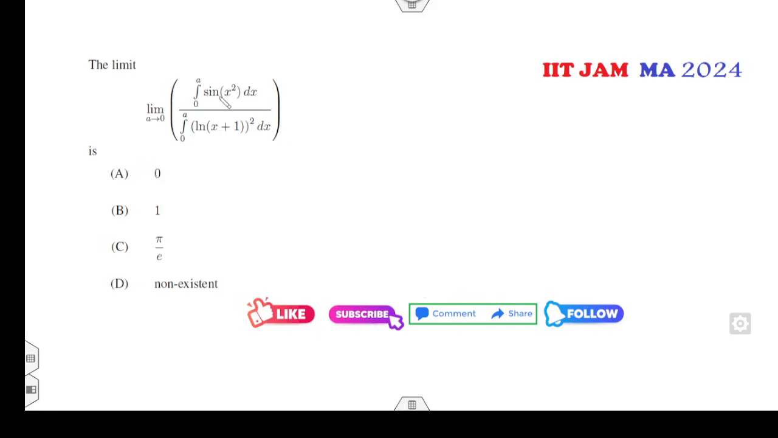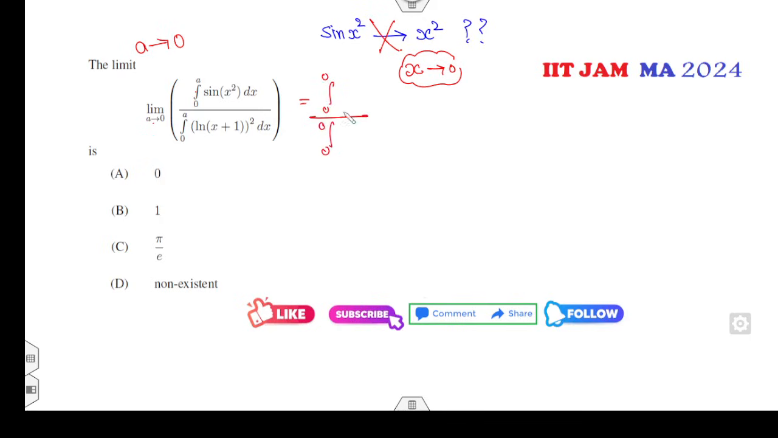Okay, look at this next one. Can you replace sine of x square with x square? You can replace it whenever x approaches 0. Is x approaching 0 here? No. Here the limit is a approaches 0, so you cannot replace it that way. Clear? But if you look at the given limits, if you substitute a, the numerator is 0 and the denominator is also 0. So that means it is a 0 by 0 form.